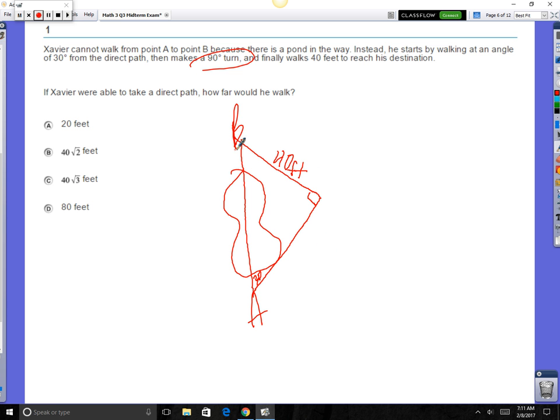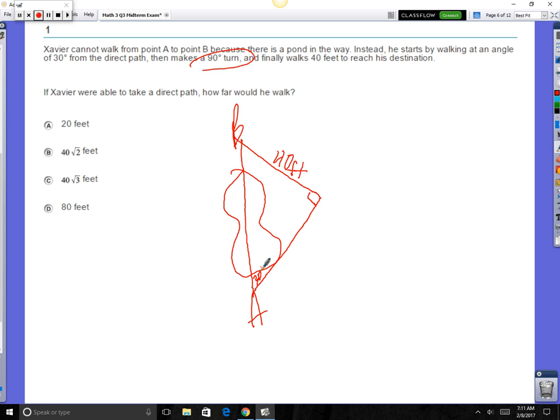He can't walk from A to B because there's a pond in the way. So he turns at a 30-degree angle, starts taking off, then he turns at a 90-degree angle and walks 40 feet. So if he were able to walk straight from A to B, how far would he walk?